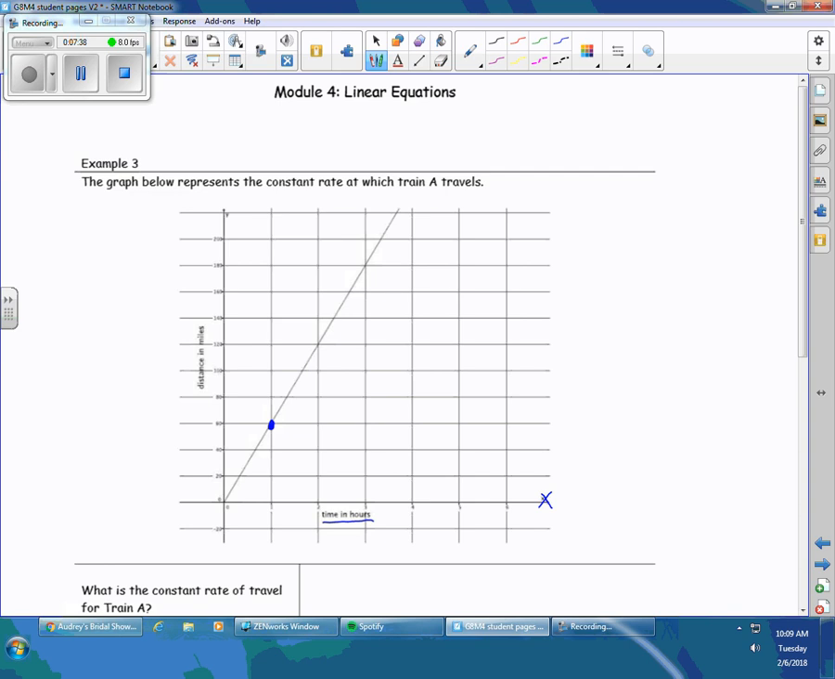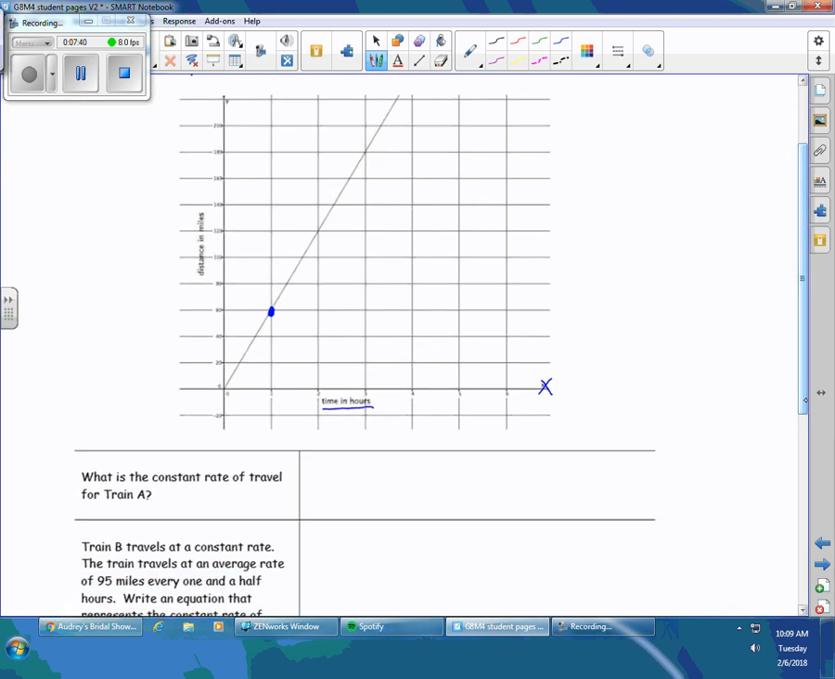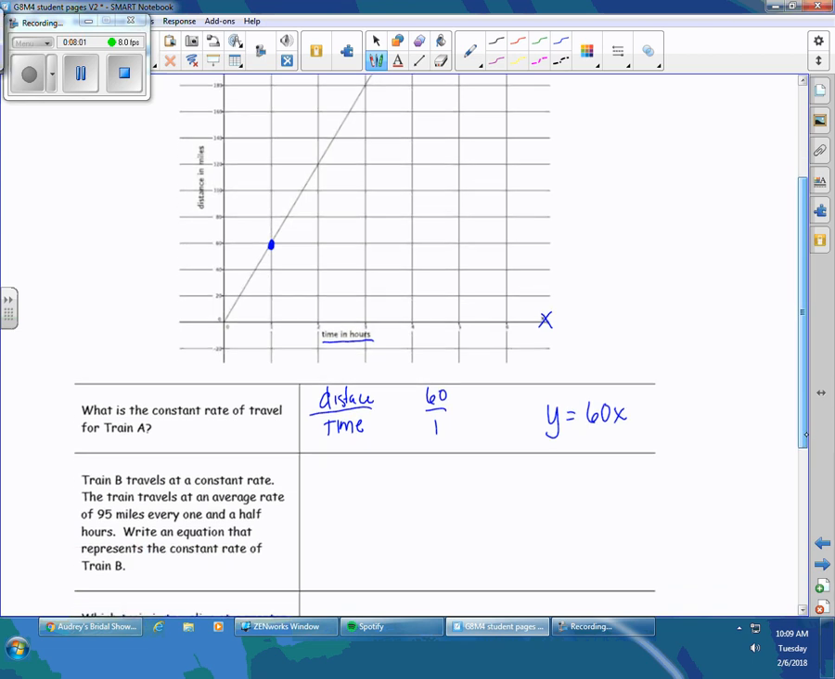So this train A, I want my distance over my time, or y over x. So it's going to be 60 over 1. So if I'm writing that in an equation, it's going to be y equals 60x. I can plug in any time and find out how far this train is.